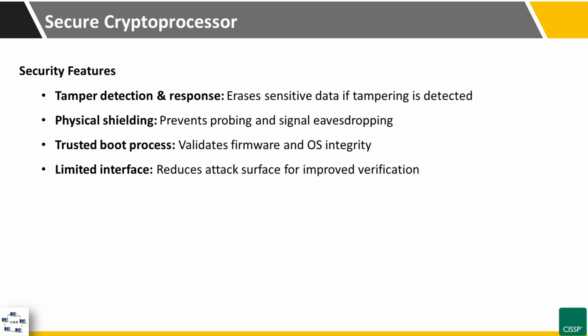These are the security features of the secure crypto processor. Number one feature is tamper detection and response. It erases sensitive data if tampering is detected. So if someone wants to physically tamper with the crypto processor, it has a built-in feature to erase the sensitive data or the keys. Physical shielding prevents probing and signal eavesdropping. Trusted boot process validates firmware and operating system integrity. Limited interface reduces the attack surface for improved verification.